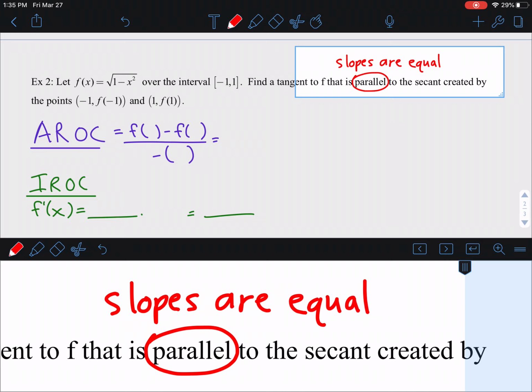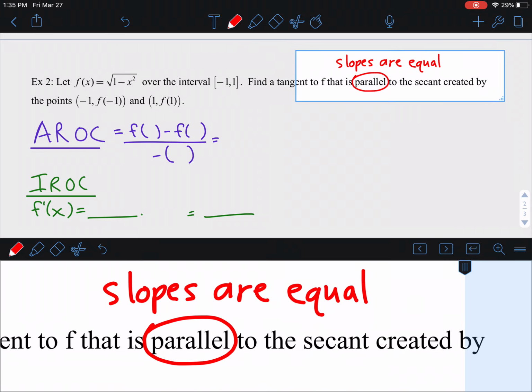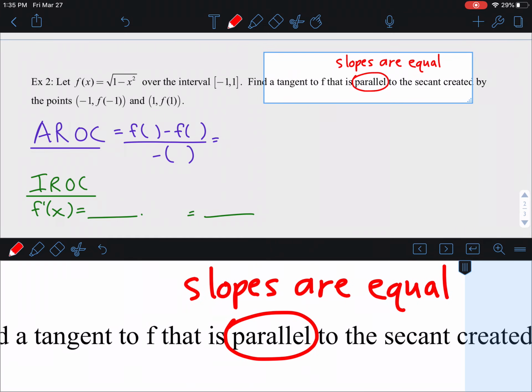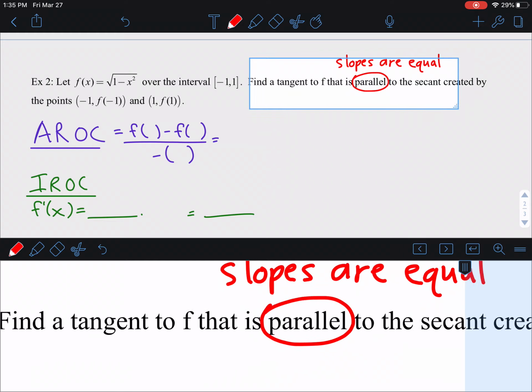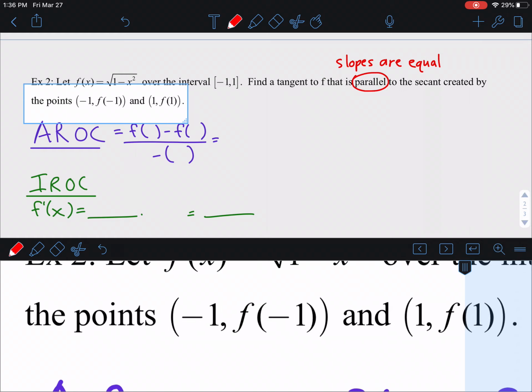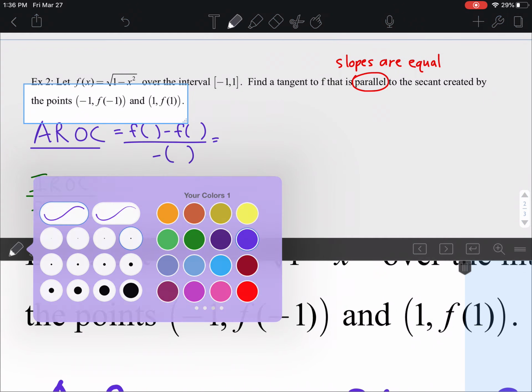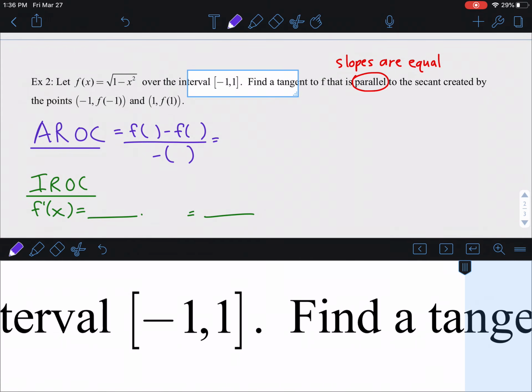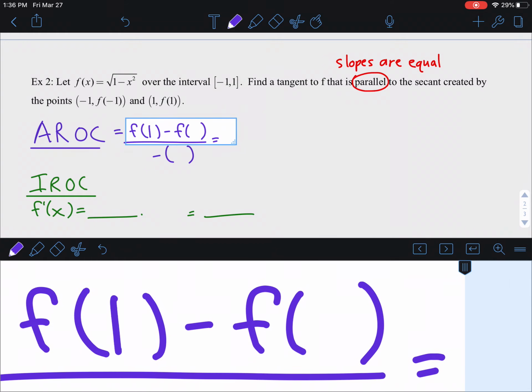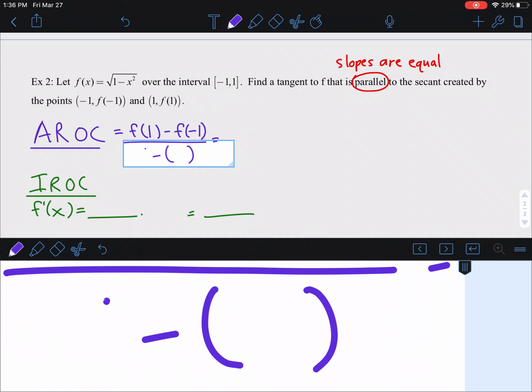Okay, so I want to find a tangent to f that is parallel to the secant, right? So I want the slopes to be equal, so that tells me I'm doing mean value theorem. Okay, here we go. So they gave us the 2 points here, right? But really all we need is the interval, right? -1 to 1. Okay, so we're going to do f of 1 minus f of -1 over 1 minus -1.